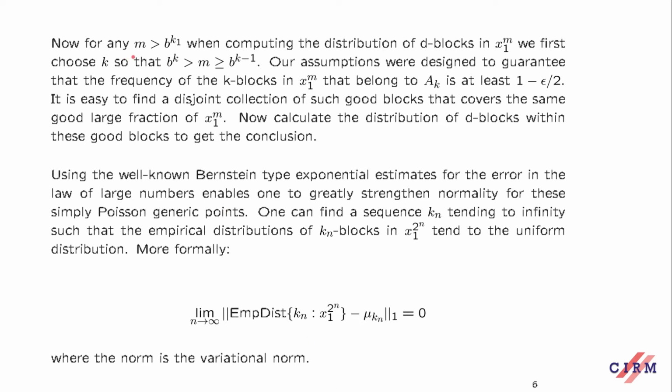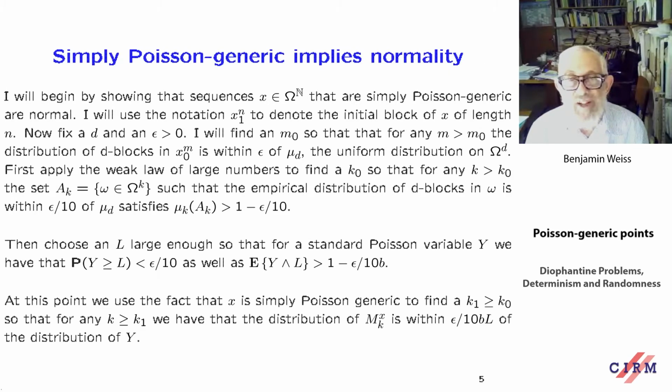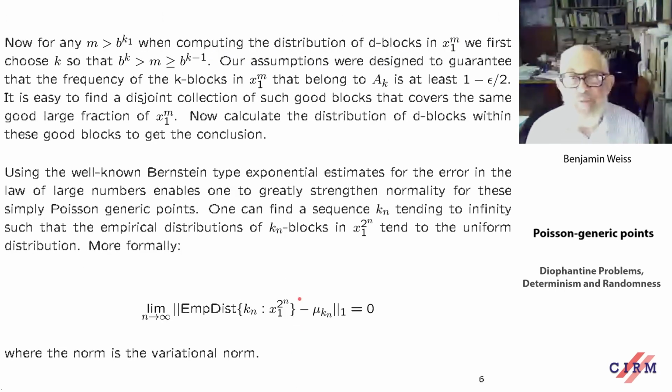Now what happens is that when you look at any m bigger than b to the k1, when you compute the distribution of d blocks in x1m, you first choose k so that m is between b to the k and b to the k minus 1. Now the frequency of the k blocks that belong to AK was this good set which had a very high measure. And in this good set, the empirical distribution of d blocks is very good. It's easy to find a disjoint collection of these which covers the same large fraction, and you can calculate the distribution of d blocks within these good blocks to get the conclusion.